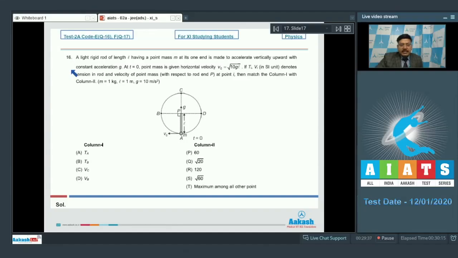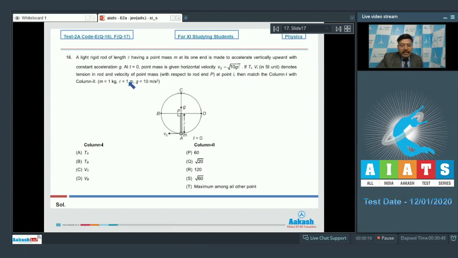Question 16 says, a light rigid rod of length L having a point mass m at its one end is made to accelerate vertically upward with constant acceleration g. At t equal to 0, the point mass is given horizontal velocity v0 equal to root 10 gL. If Ti, Vi in SI unit denotes tension in the rod and velocity of the point mass with respect to the rod at point I, then match column 1 with column 2.